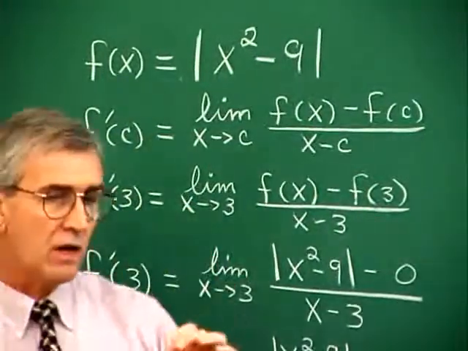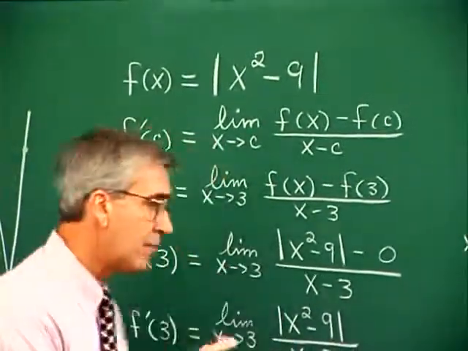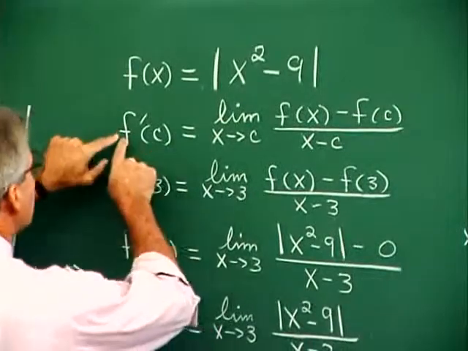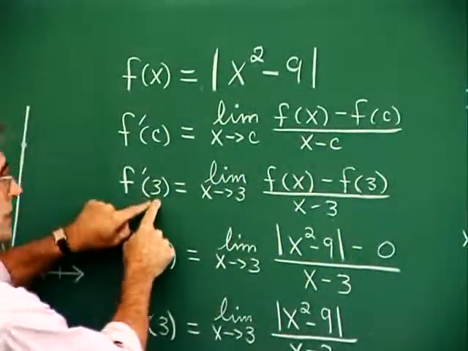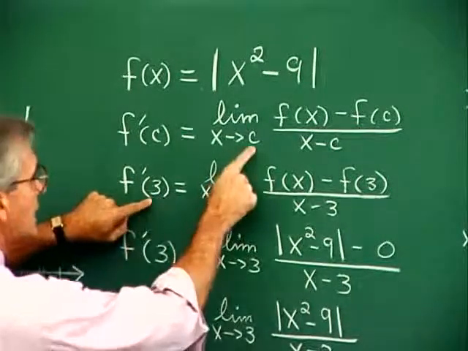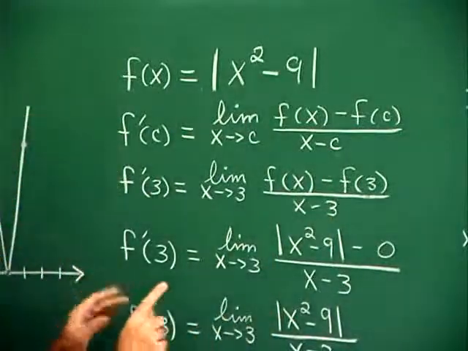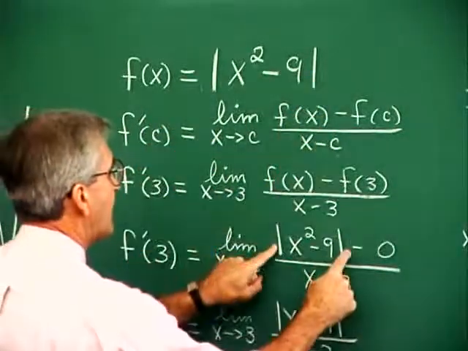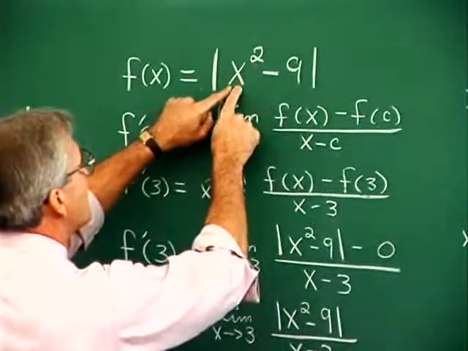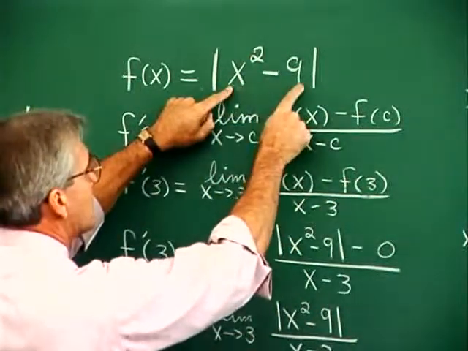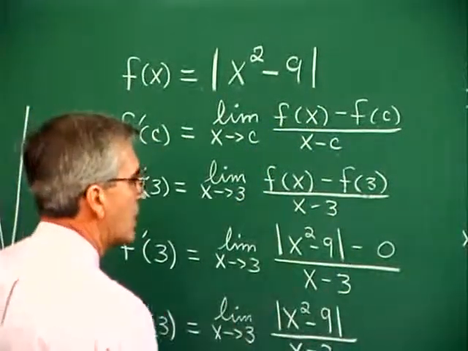And we're going to evaluate f prime of 3. And f prime of 3 is evaluated by using this f prime of c idea. And in place of c, we'll pop in a 3. So in place of the c, a 3 makes an appearance. And now let's evaluate. F of x is this absolute value expression. And f of 3 means, let's see, f of 3, replace x with 3. We have 3 squared 9, 9 minus 9, 0. So f of 3 is 0. And in the denominator, x minus 3 just comes right down.